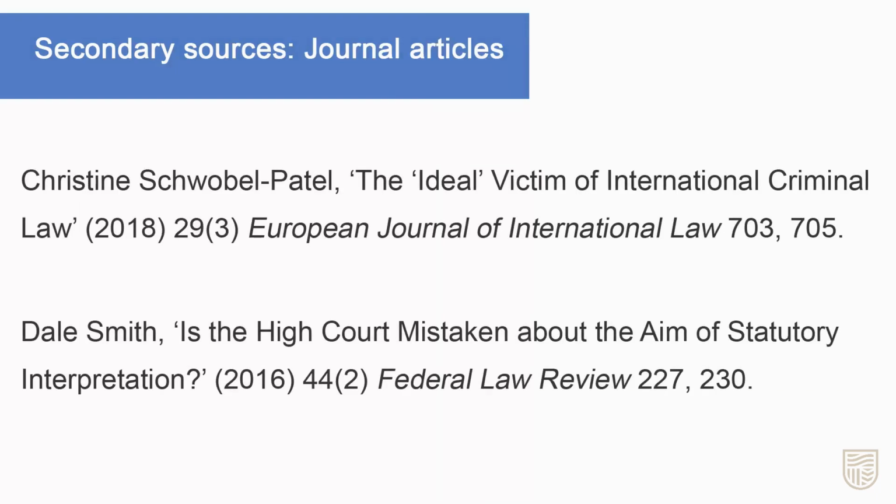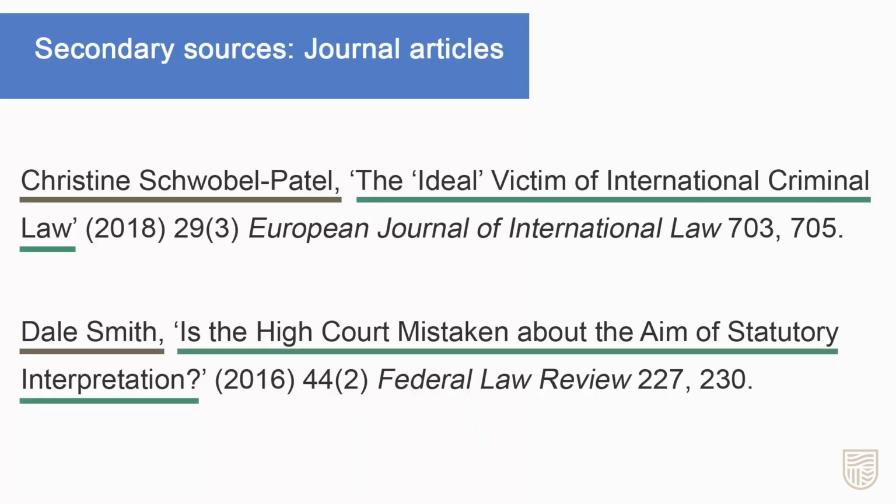Let's now have a look at footnotes for journal articles. Journal article footnotes have the following elements. Authors are listed as they are on the resource. Postnominals and honorific titles are not included. The article title is presented in single quotation marks. The year of the article is presented in round brackets. The volume and issue, where available, is presented after the year.